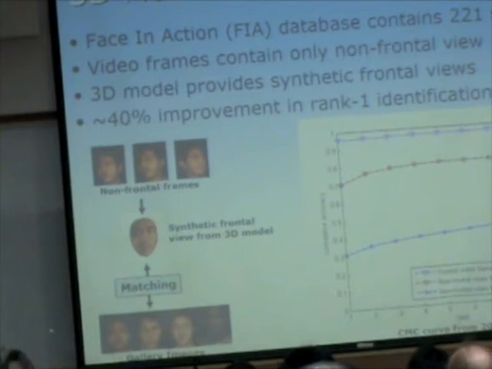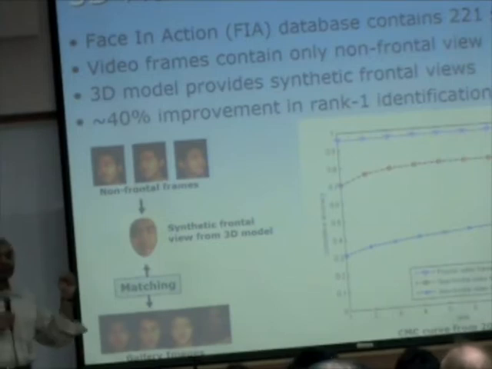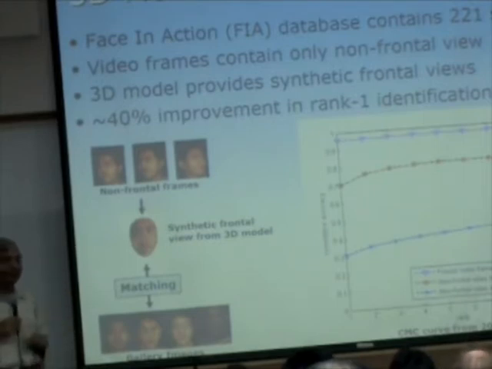weight in terms of the probability of match, and the vertical axis is the accuracy. So in this particular case, there are about 220 subjects in the database. And of course, ideally, what you would like to do is recognize everybody at rank 1. That is, the correct person is always identified with the highest matching score.